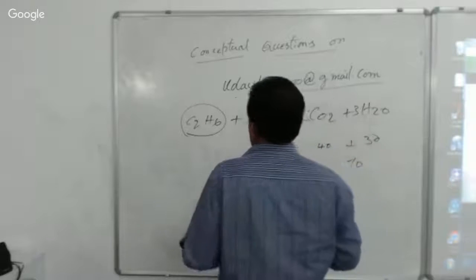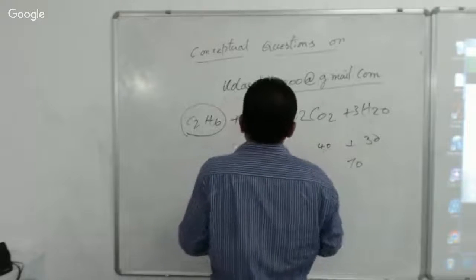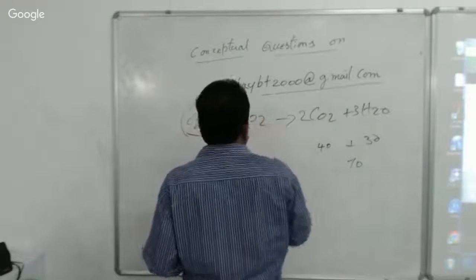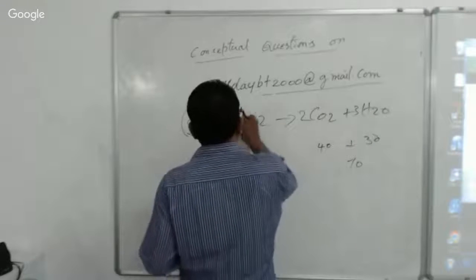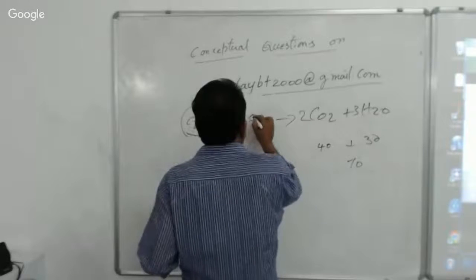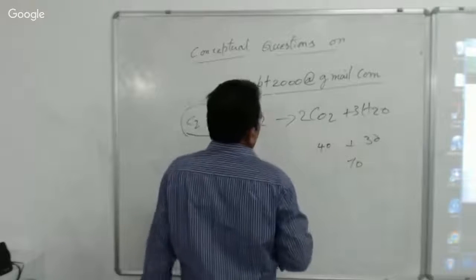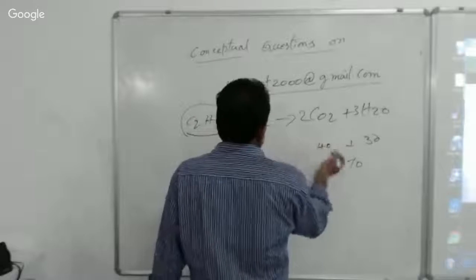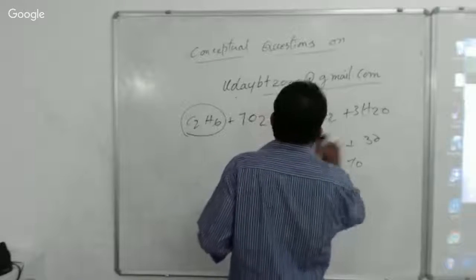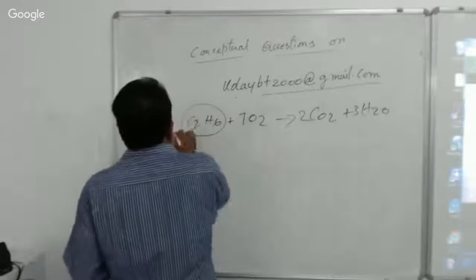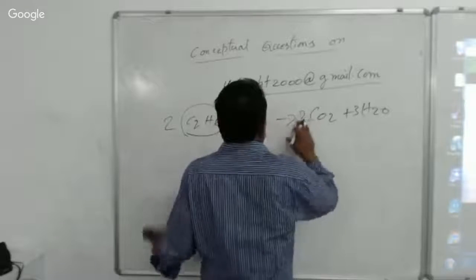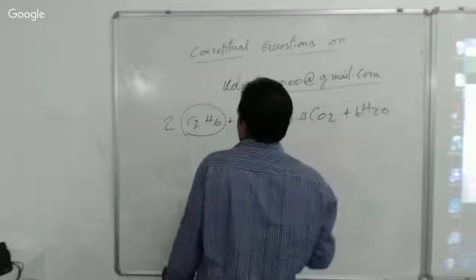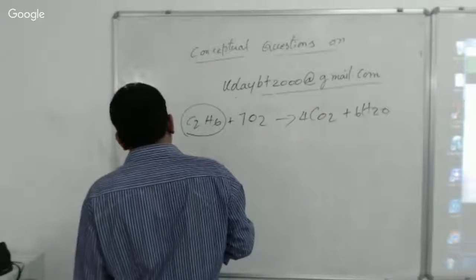7 oxygens is not possible with whole molecules of oxygen, since 7 divided by 2 is 3.5. So I just need to multiply everything by 2. So 2 C2H6 gives 4 CO2 and 6 H2O. Is it clear? Tell me.